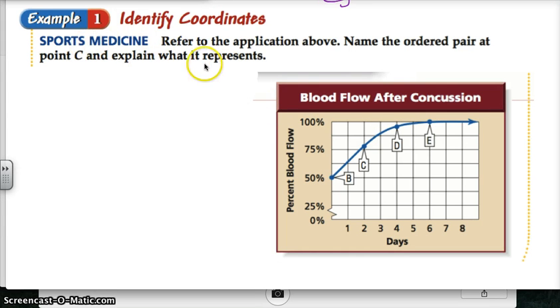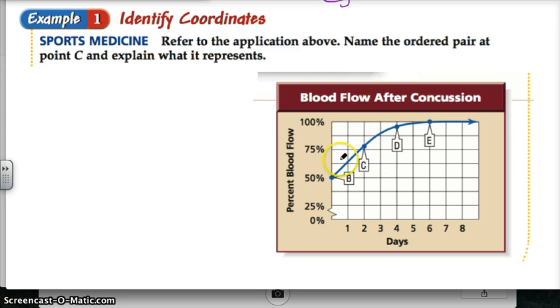So let's see, sports medicine. Refer to the application above. So they had an application. I'll use this picture. Name the ordered pair at C and explain what it represents. So we go over to C and we can see that C is at 2. And here's 75%. C is a little bit above 75%, and so I'd say it's like, I don't know, 78, something like that.